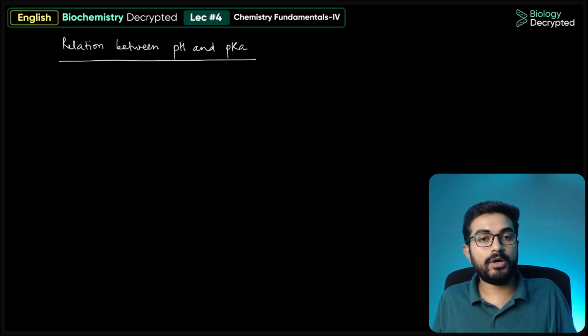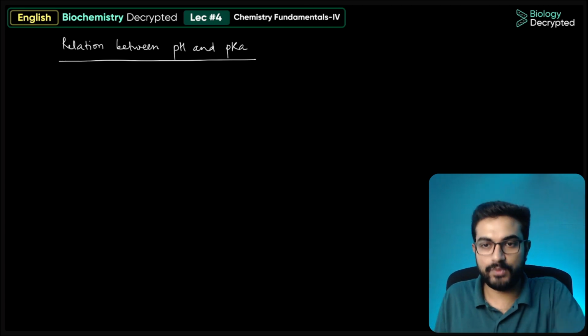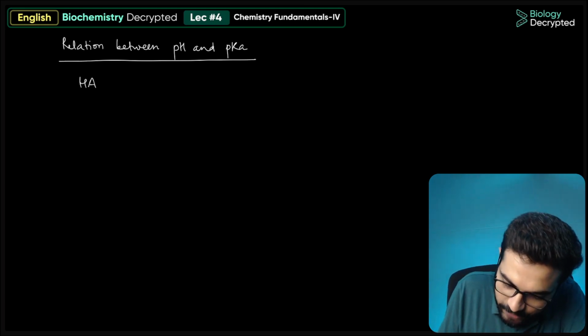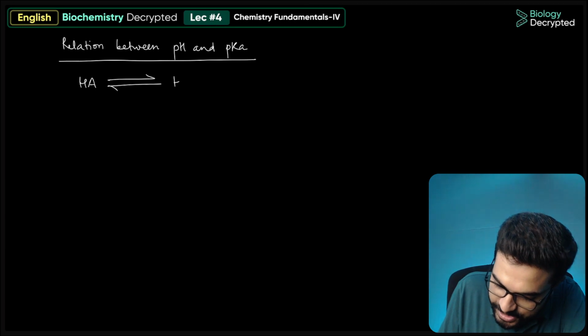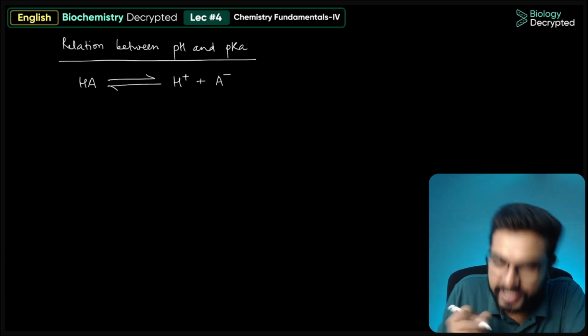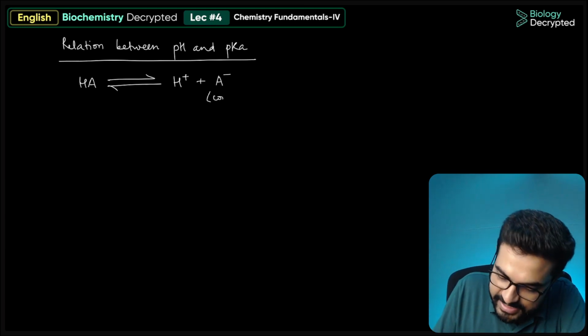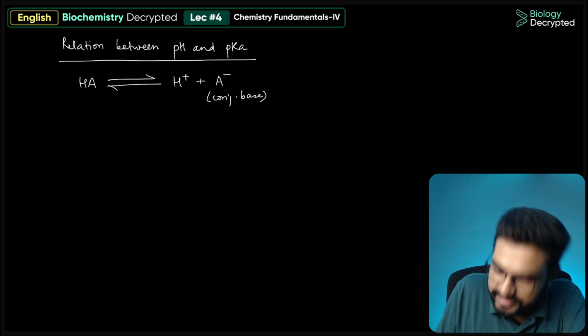Here we will be talking about the famous Henderson-Hasselbalch equation. So let's take an example of HA. HA is getting dissociated into H+ and A-. You know that A- is the conjugate base. This is the conjugate base.